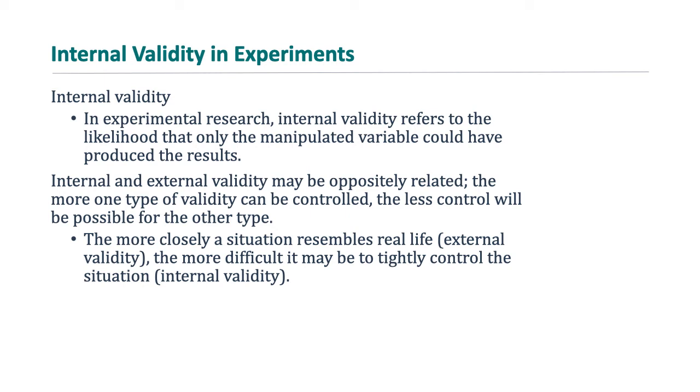Internal and external validity may be oppositely related, where more than one type of validity cannot be controlled at once. That is, when you gain control to get internal validity, you often lose the ability to describe what's going on in the world. And you might imagine that if you try to do field experiments and you cause manipulations in the world, there can be a variety of intruding factors that you don't have any control of that could be affecting how a person responds to the manipulations you're creating.